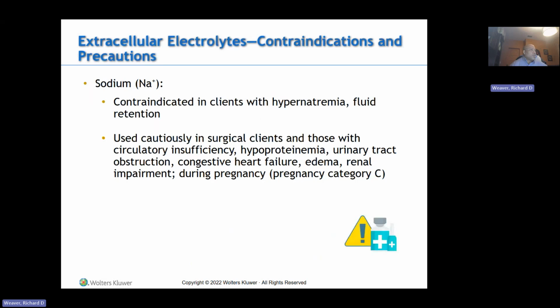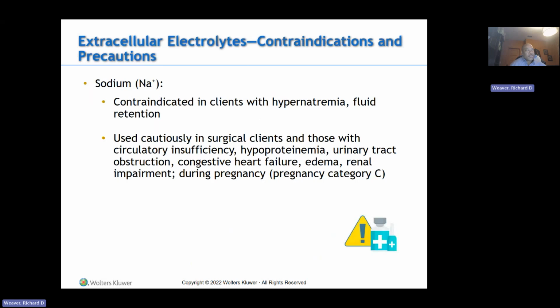All right. So again, we talked about sodium being in the extracellular space, electrolytes, contraindications, and also precautions. So it's contraindicated with hypernatremia. Obviously, if somebody's sodium level is already high, the normal range for sodium is 135 to 145. If let's say a patient is 150, then they're hypernatremic. So you don't want to give the extra sodium in these cases. Also, people who have already fluid retention, such as someone who has heart failure or maybe a renal impairment, you don't want to give sodium because they'll just hold on to more fluids.